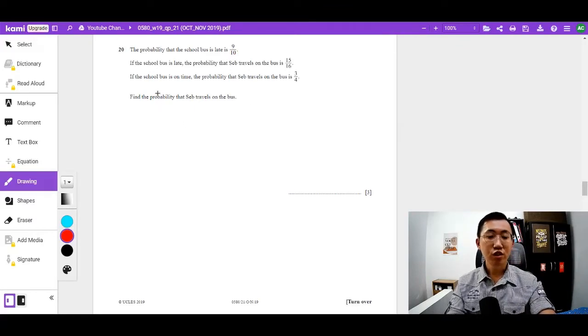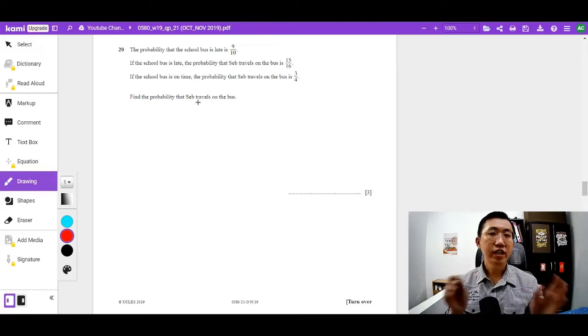Alright, so question 20. The probability that a school bus is going to be late is 9 over 10. If the school bus is late, the probability that Seb travels on the bus is 15 over 16. If the school bus is on time, the probability that Seb travels on the bus is 3 over 4. Find the probability that Seb travels on the bus.